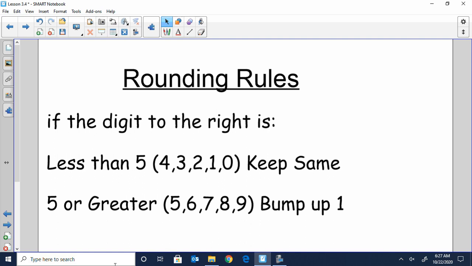So again, we're going to underline the digit that we want to round, look to the digit to the right. If it's less than 5, you're going to keep it the same. If it's 5 or greater, we're going to bump it up to the next number.